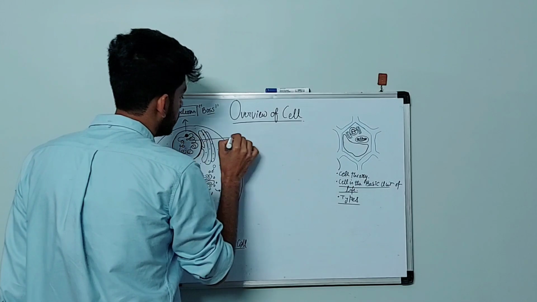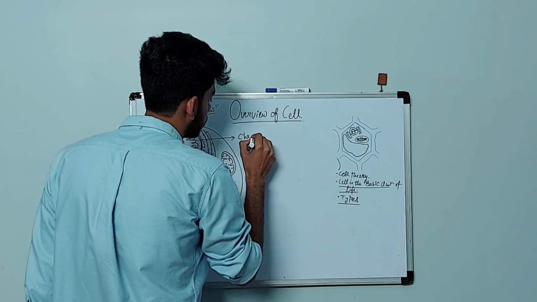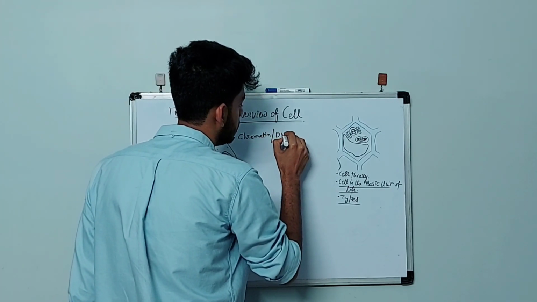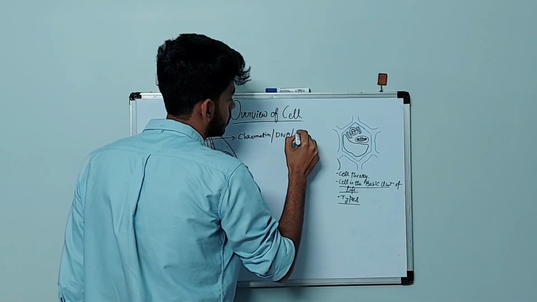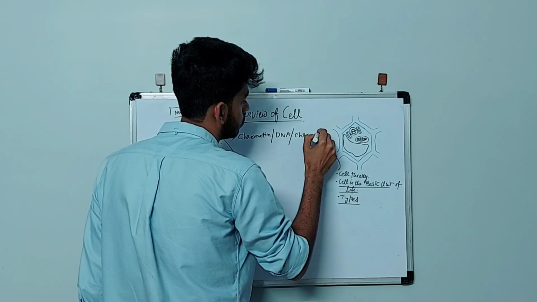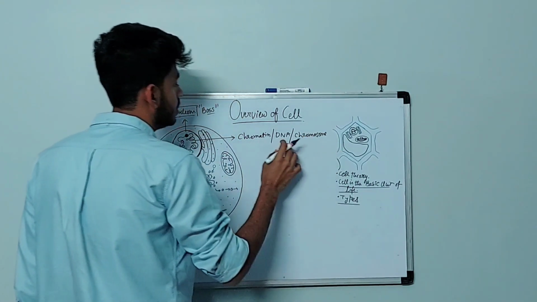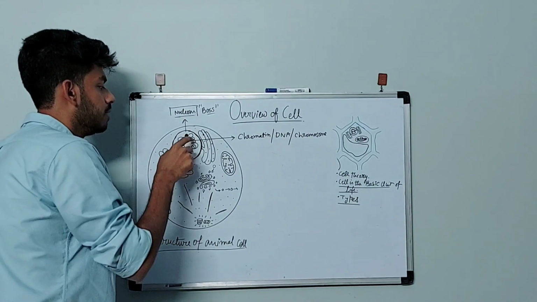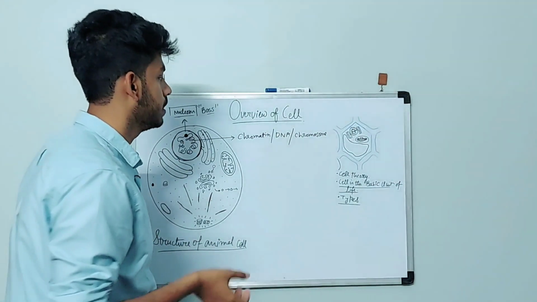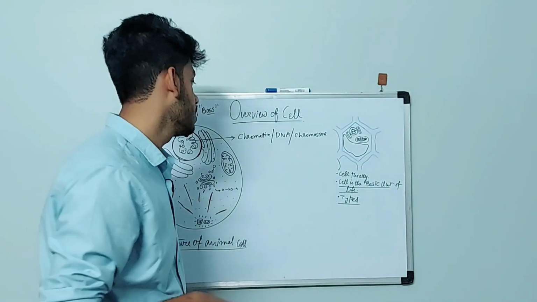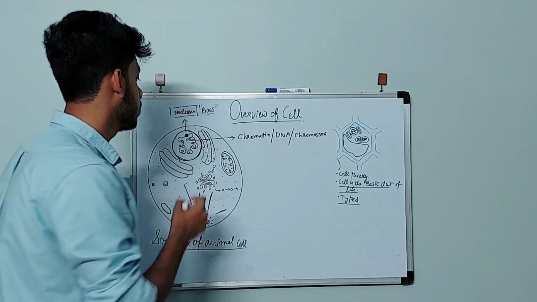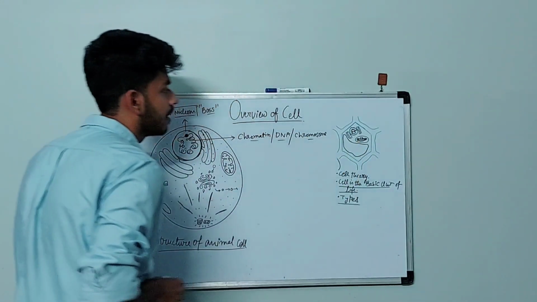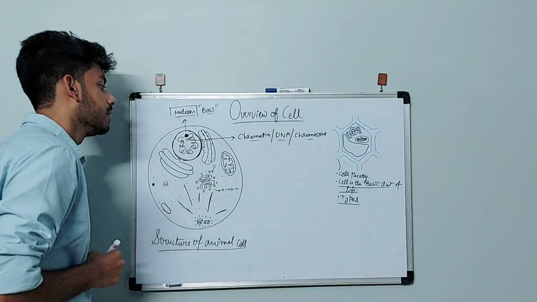So the big brother is the chromatin, or I can call it DNA. Also I can call it chromosome. All these names are the same, pointing towards the same material, but they have different names in different phases. So we can call this filament-like structure chromatin, DNA, or chromosome according to the phase we are looking at in the cell.